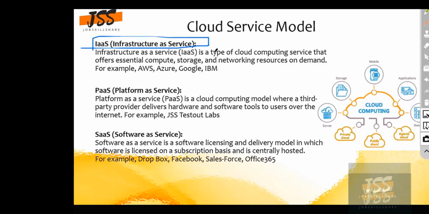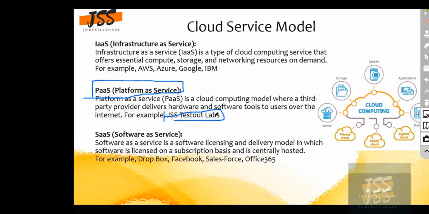So infrastructure as a service is a type of cloud computing service that offers essential compute, storage, and networking resources on demand. The examples are AWS, Azure, Google, and IBM. They are providing these IaaS platforms. Then we have platform as a service. For example, if JSS has test labs, they can put their platform on the cloud services, and you can access those from the cloud services.